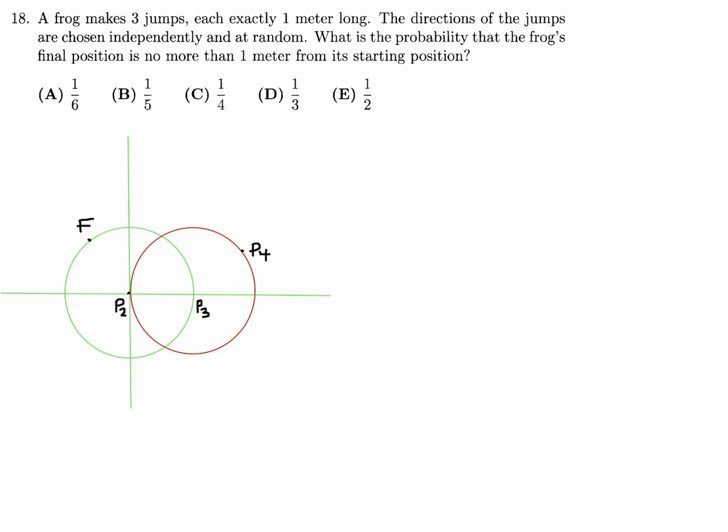So for example, this frog started here, it went here 1 meter, because that's the radius of the circle. It went here 1 meter, also representing the radius of the circle. And then it goes here 1 meter, also representing the radius of the circle. Now, the question is saying, what is the probability that the frog's final position is no more than 1 meter from its starting position? Now, in this particular question, is he 1 meter less or more? Well, he's obviously much more than 1 meter. So this is a scenario that they don't want. They want the probability that he ends up somewhere 1 meter or less from his starting position.